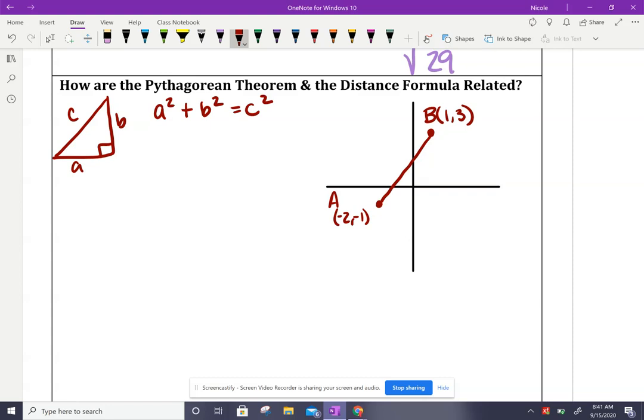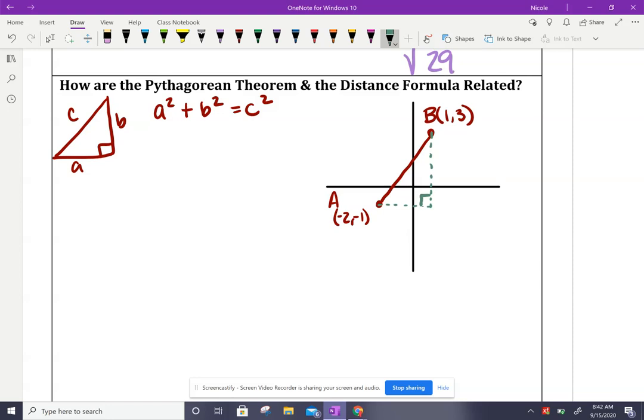Now, what if I turned my graph with A and B on it into a right triangle? If I dropped a straight vertical line down from point B, and I created a horizontal line from A and created a right triangle, could I use that right triangle to find the length of AB using Pythag instead of the distance formula? I absolutely could. Or I could just realize that the distance formula and Pythagorean theorem are actually one and the same, just a little bit different.